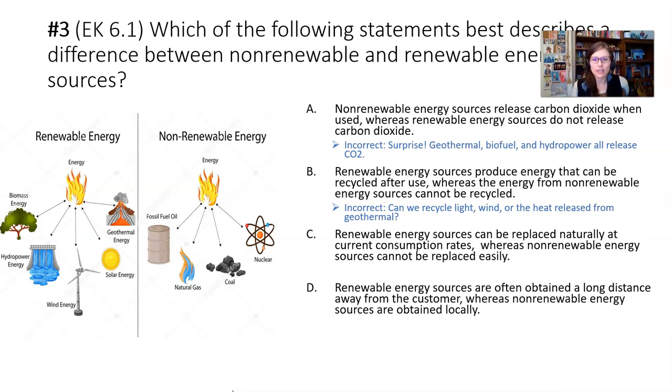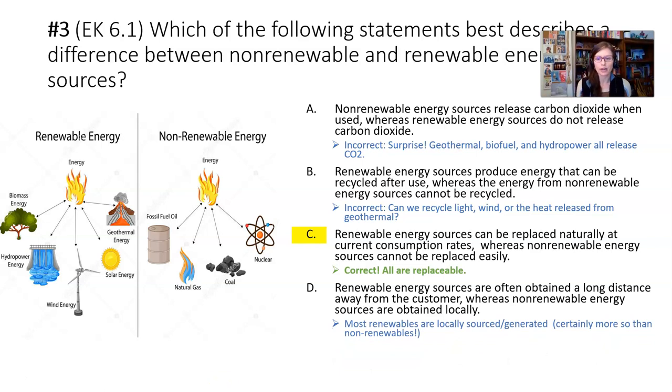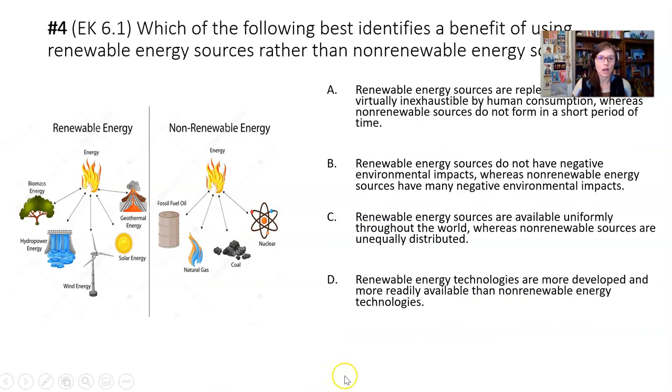B, produces energy that can be recycled. Can we recycle light and wind or the heat released from geothermal? Not really, no. And can they be replaced naturally at current consumption rates? Yes, they're all very replicable. That's why they're renewable by definition. And most renewables are locally sourced and generated. The argument was they're from a long ways away. Typically not.